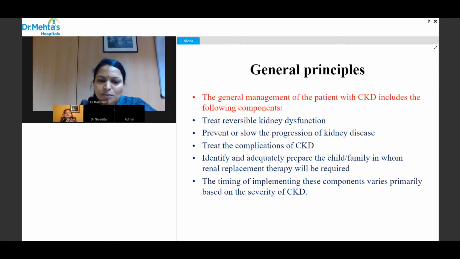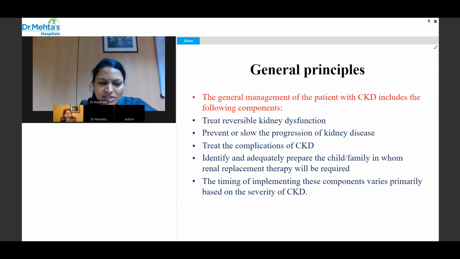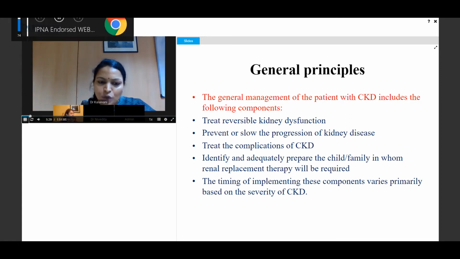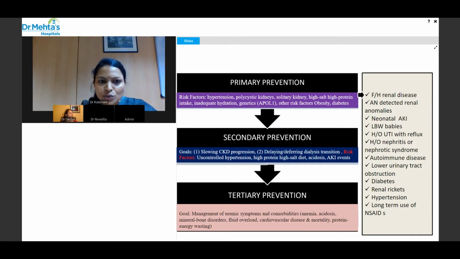What are the general principles we need to take care of when seeing a child with chronic kidney disease? The first principle is to identify the risk factors, treat reversible kidney dysfunction, prevent or slow the progression of CKD, treat the complications of chronic kidney disease, and identify and adequately prepare the child and the family for the upcoming renal replacement therapy. The timing of RRT depends completely on the severity of CKD. Depending on that, we need to have primary prevention, secondary prevention, and tertiary prevention.